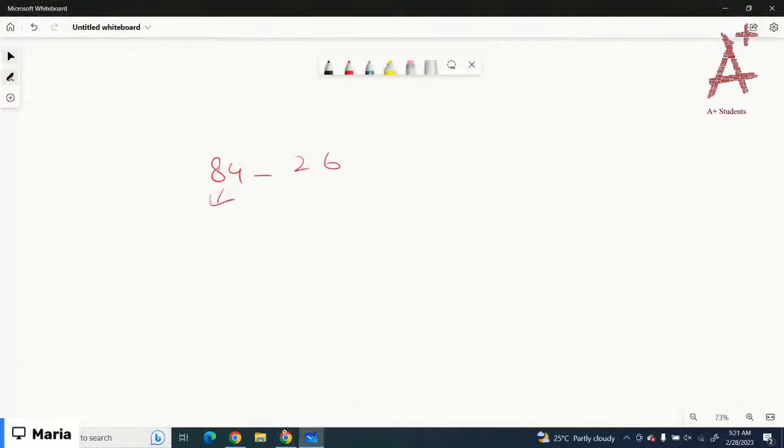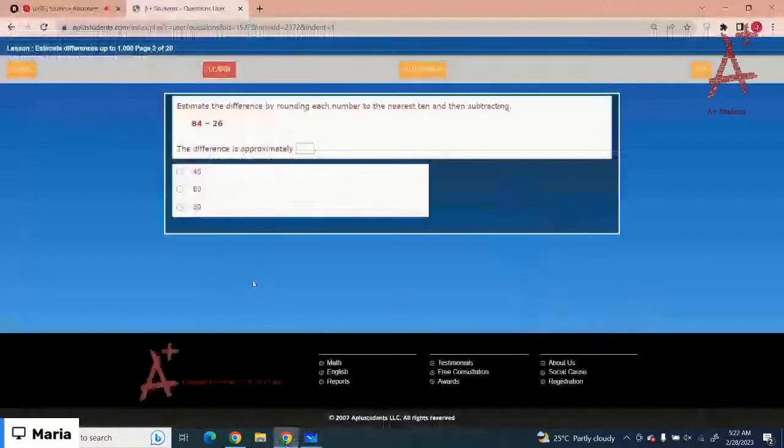So 84 is rounded off to, it is at the tens position, the next number is 4. So 4 is less than 5. You have to round on the same digit, so it would be 80. So here you have 80 minus 26. 2 is at the tens position, then you have 6. 6 is greater than 5. That means you have to round up, so it would be rounded to 30. So 80 minus 30 is 50. Got it? So the correct answer is 50. So just select the correct option and click on the OK button.